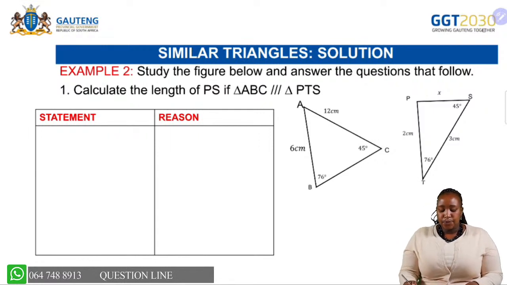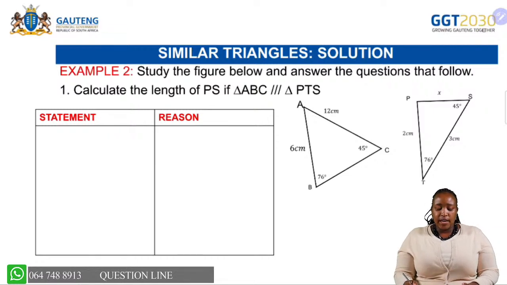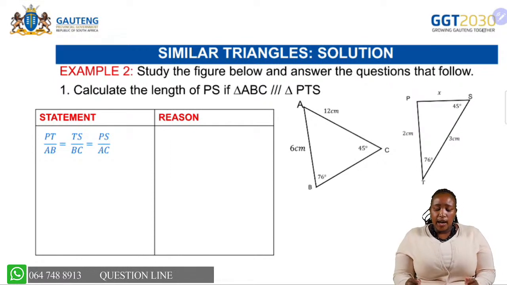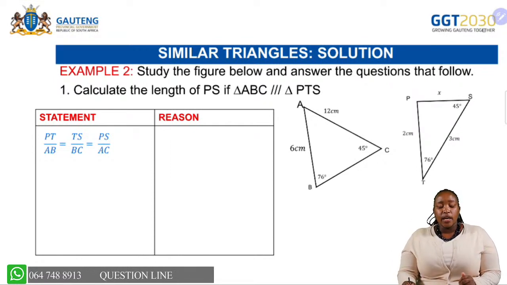All right. Okay. So you are asked to study the figure and answer the questions. It says calculate the length of PS if triangle ABC is similar to triangle PTS. So the first thing was for you to find the relationships between the first triangle and the second one. In this case, I started with the triangle PTS as my numerator, and then the triangle ABC is my denominator. Why am I doing this?